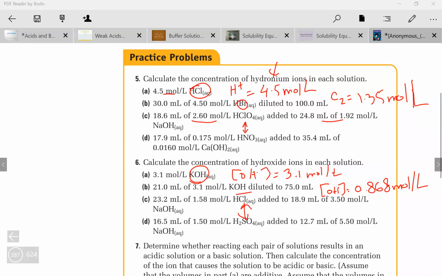You would find number of moles of acid, number of moles of base, subtract number of moles of base from number of moles of acid to get excess acid, after which you would divide by the total volume obtained by adding these two volumes to get concentration of acid, which would then be concentration of H plus or H3O plus ions because it's a strong acid. So hopefully we followed that. And these two would be performed the same way.